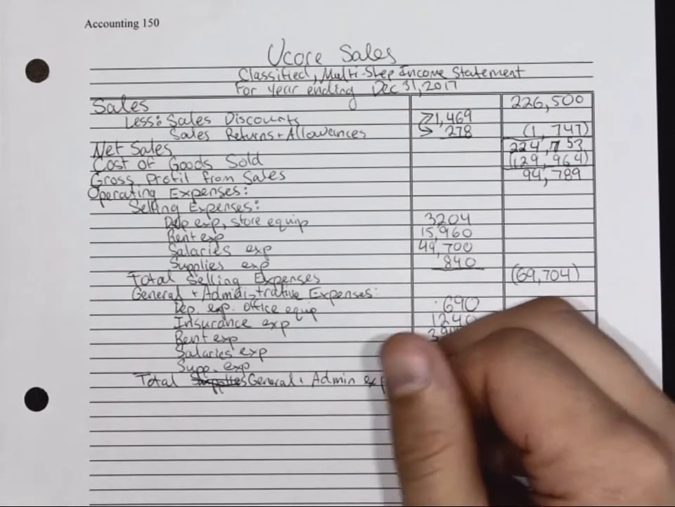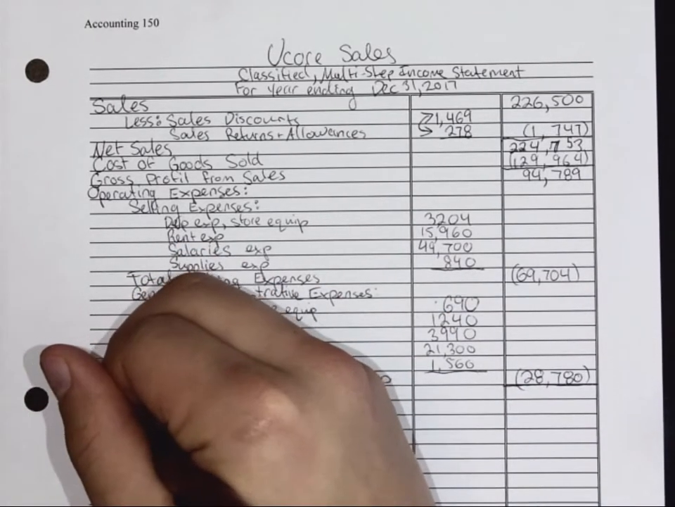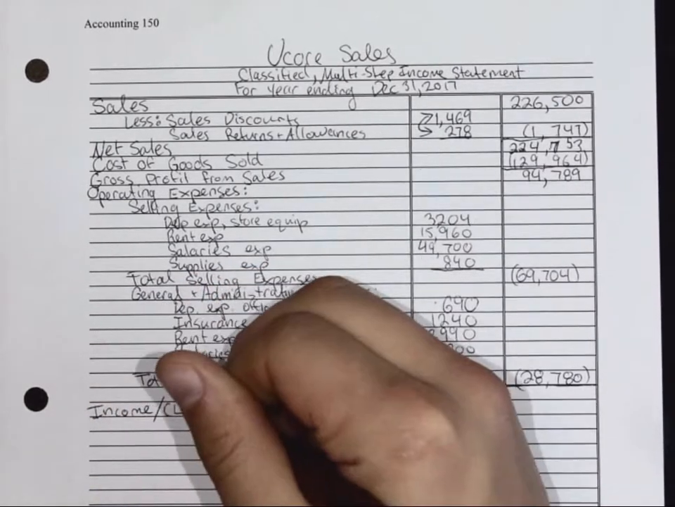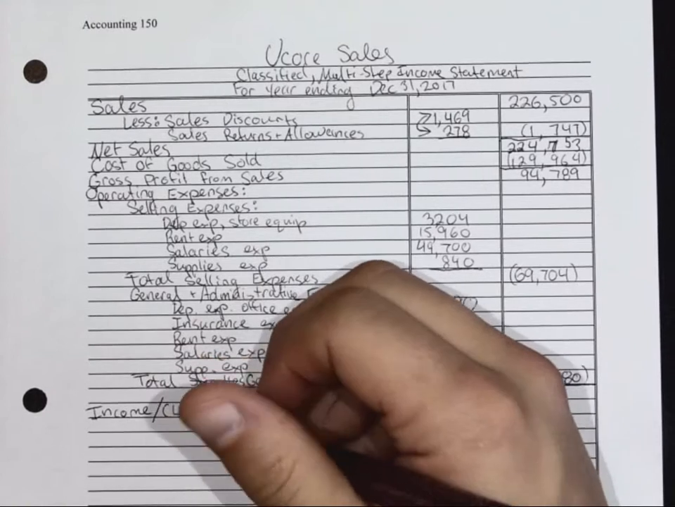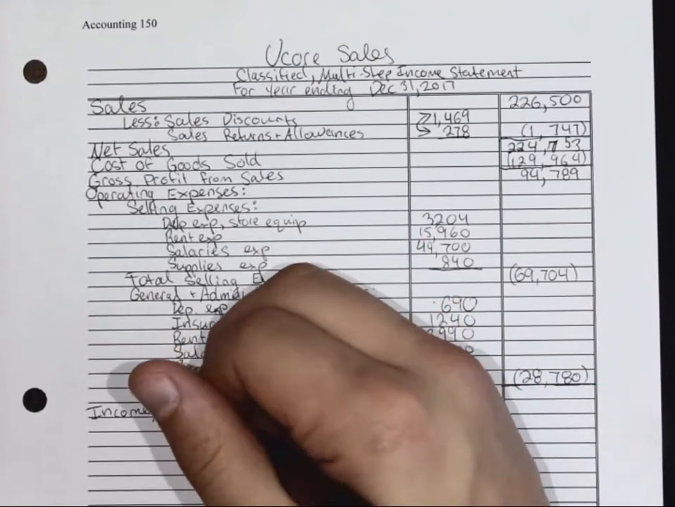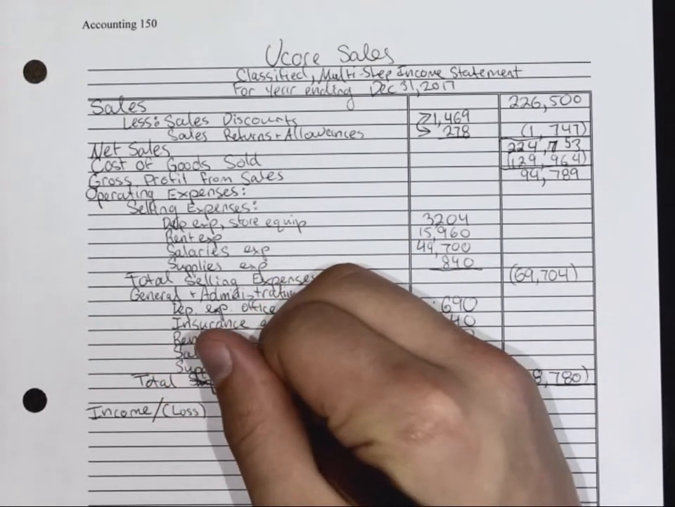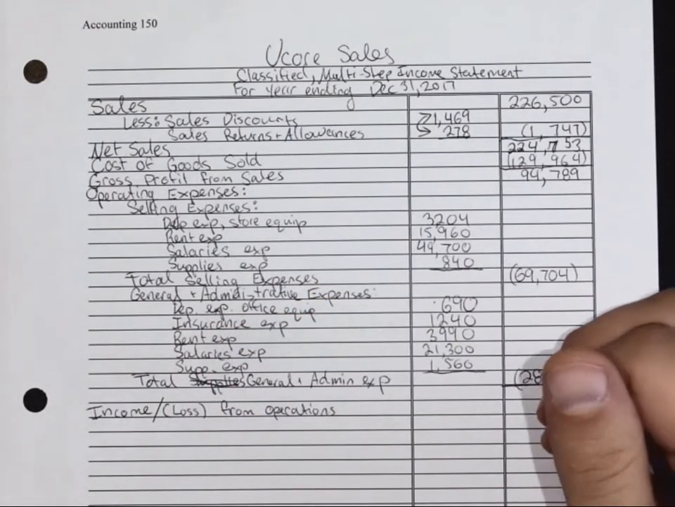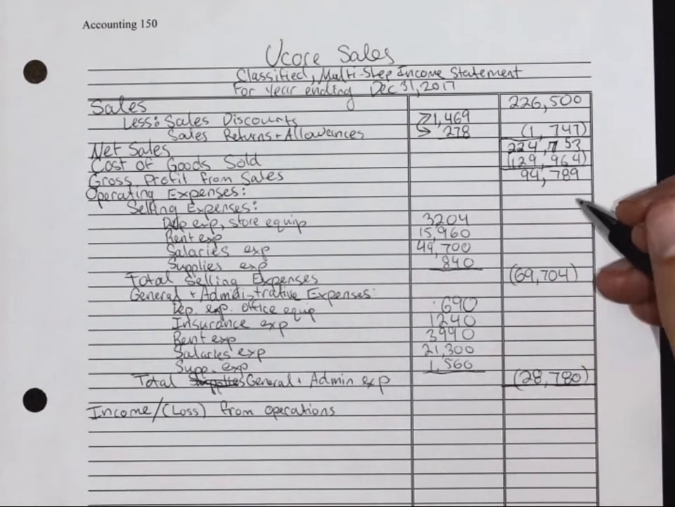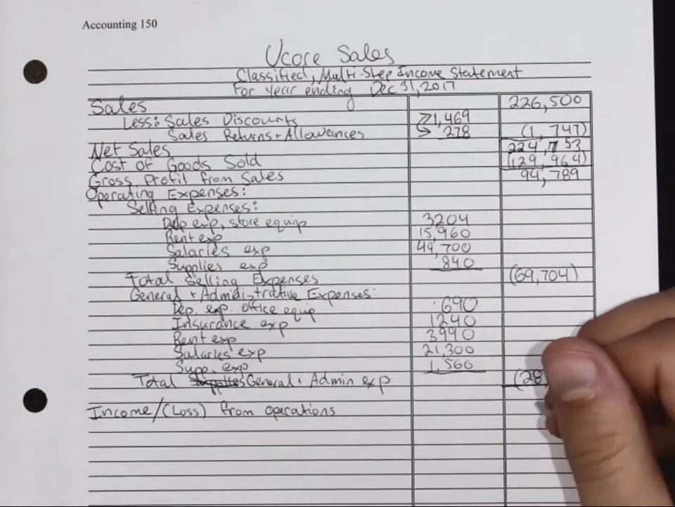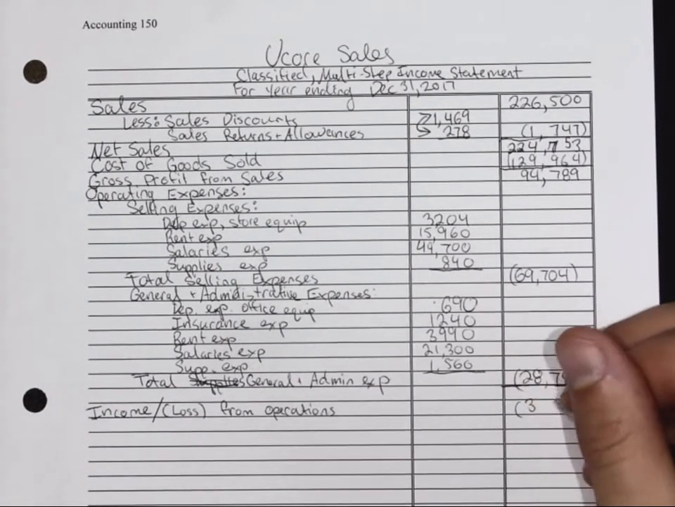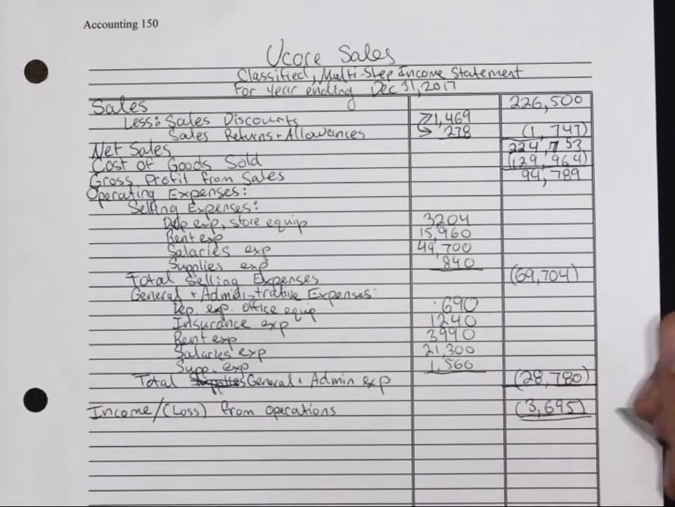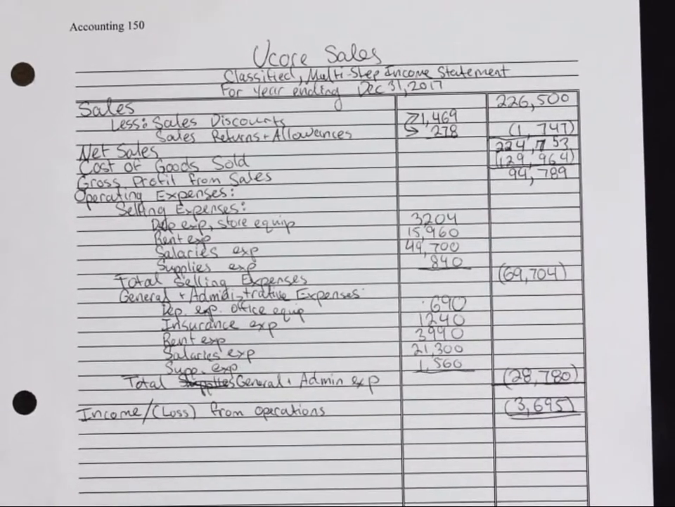And we can get our income or loss from operations. And it looks like it is a loss of $3,695.